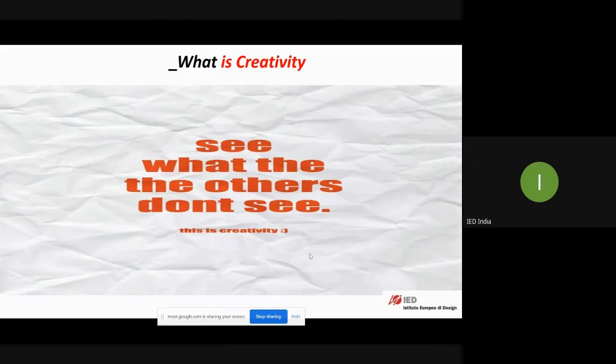If I ask a student generally in a class, what is creativity? They say, thinking out of the box. Right answer. Or going the extra mile. Right answer. Thinking about something which others can't. That's what generally Einstein or somebody would have said. See what the others can't see, or do what others can't even dream of. That is creativity.